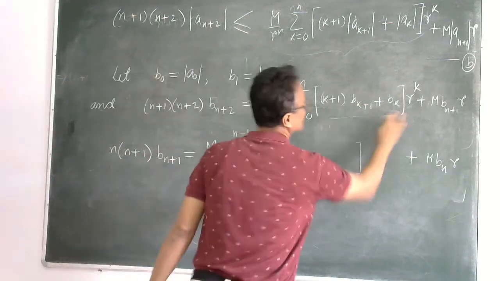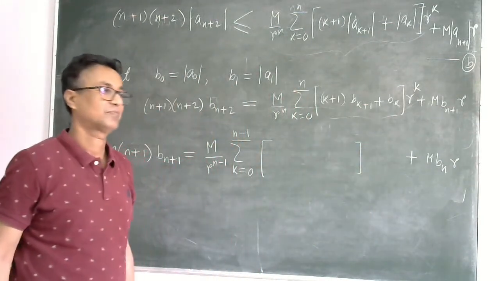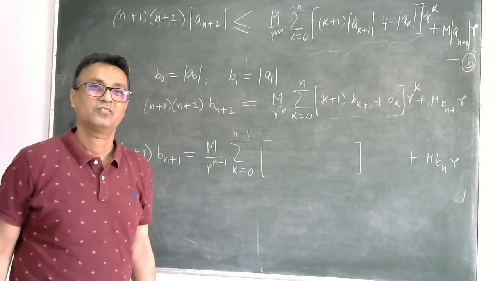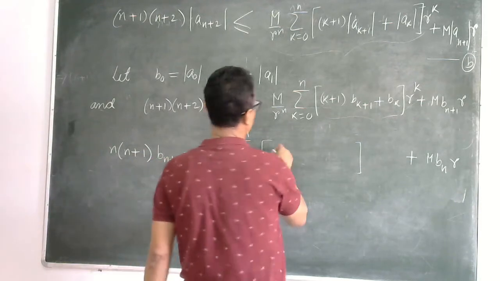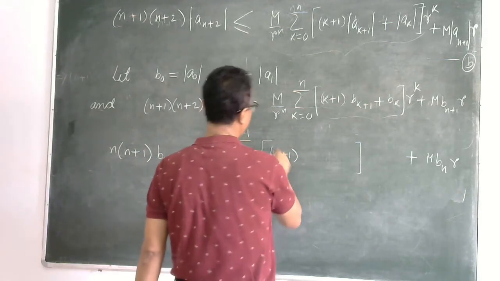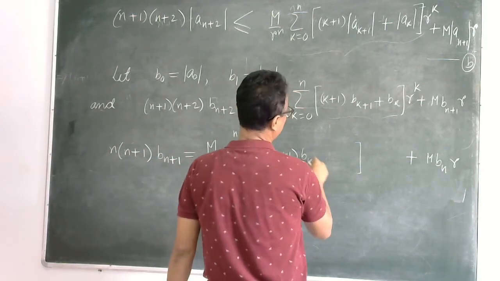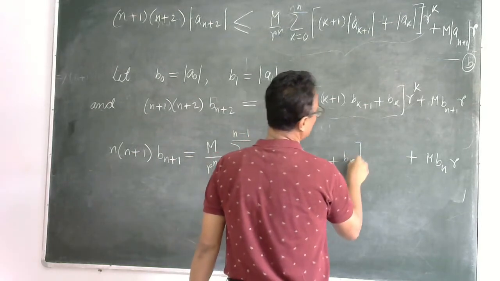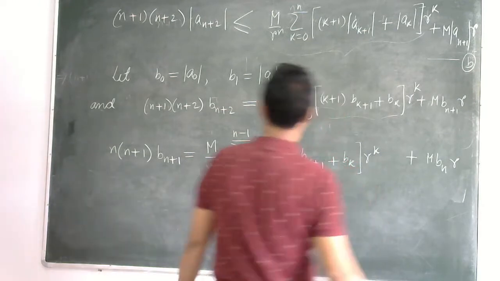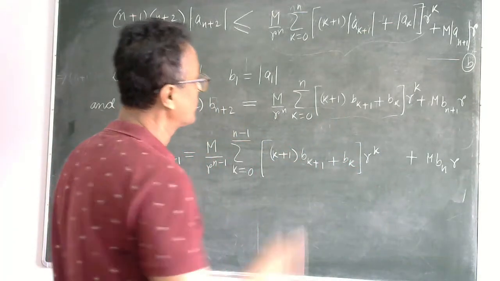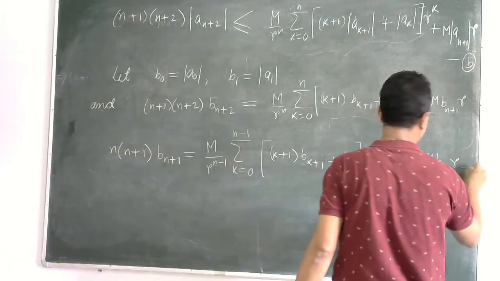What will happen to this? Is it going to k minus 1, something like that? No, this is not going to change, because here I am simply varying n. Okay, so this is the first part.